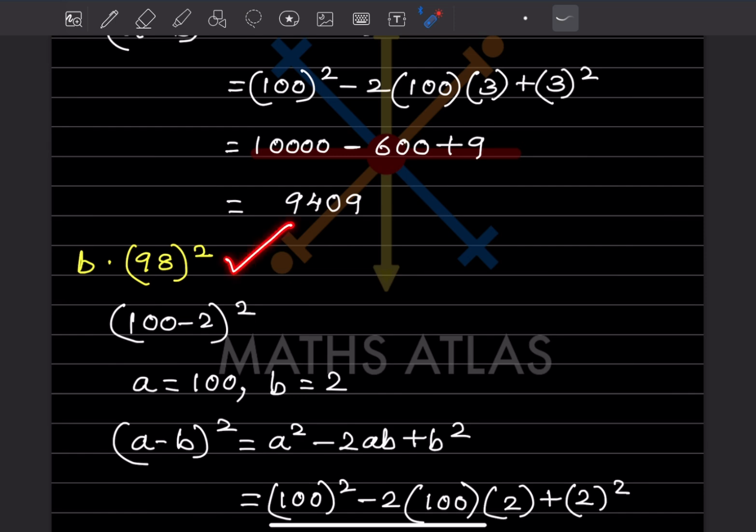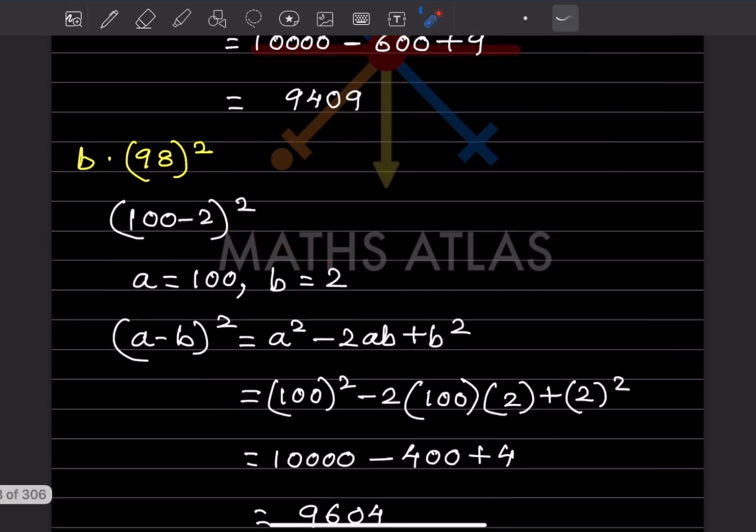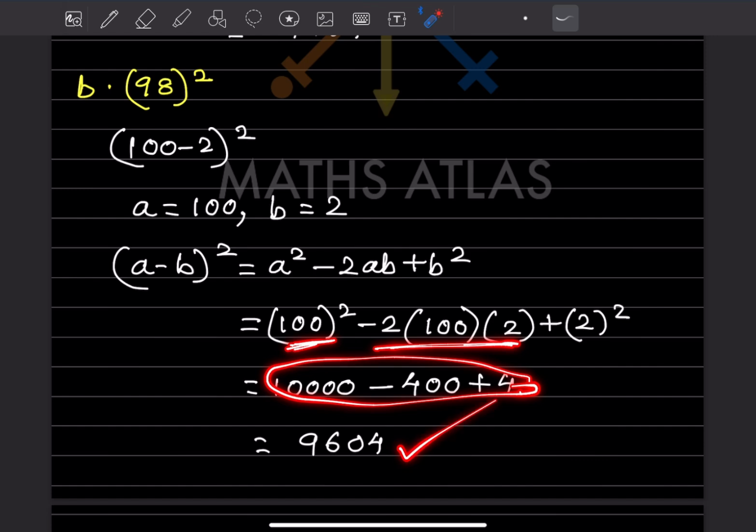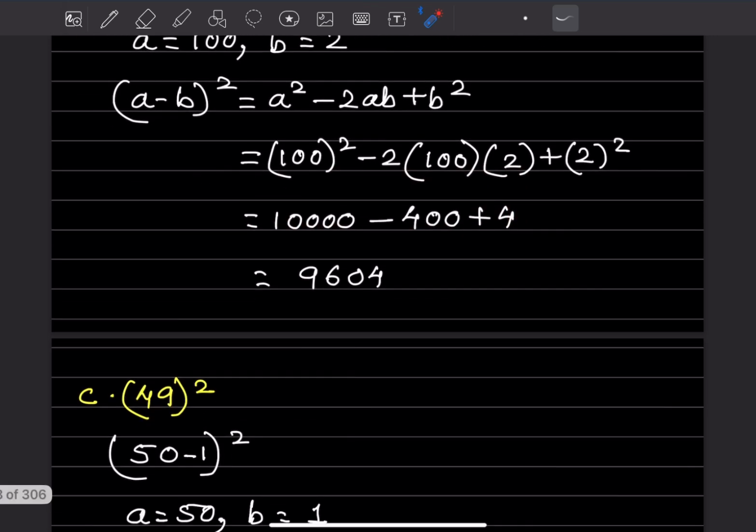Now here 98 square will be (100 minus 2) square. So A is going to be 100 and B is going to be 2. Same formula you are going to use here. So this is going to be 100 square. A will be 100 and B will be 2, plus 2 square. So this will be 10,000, this will be minus 400, plus 4. When you solve this one, you get 9604.